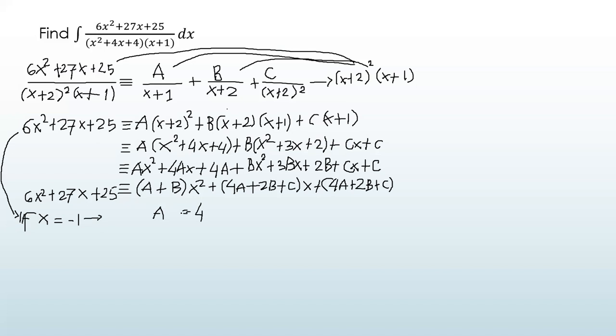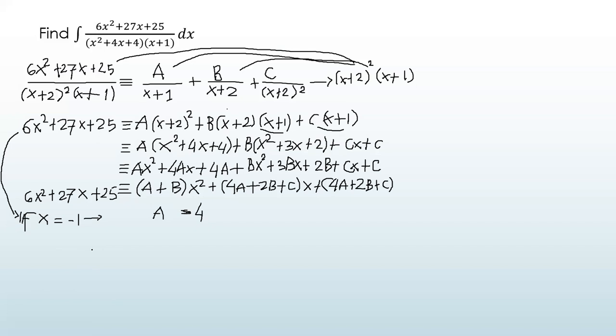Afterwards, I wrote a here because we're going to find a. If x equals -1, these terms equal 0, and this term as well equals 0, because -1 plus 1 equals 0 and -1 plus 1 equals 0. It means a times (-1 plus 2) squared equals 1 squared, 1. So it means a equals 4.